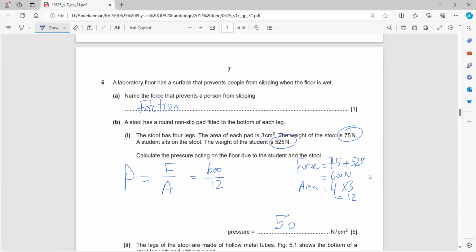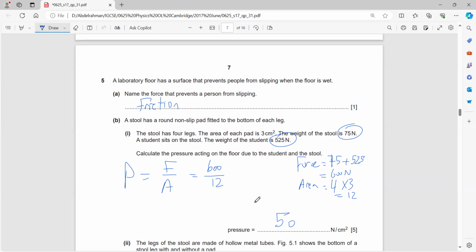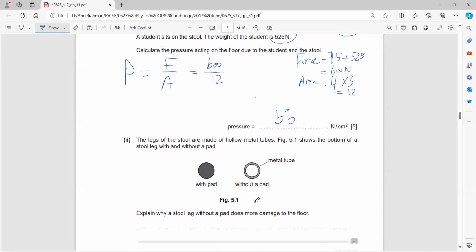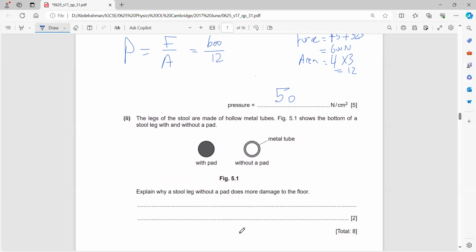Okay? Good. Any questions? Jared, do you have any questions? Explain why the stool leg without the pad does more damage to the floor. Why does it do more damage to the floor?